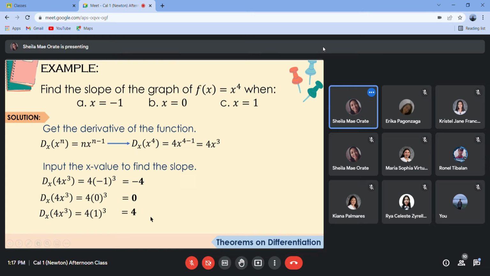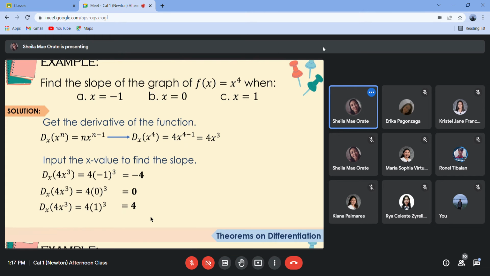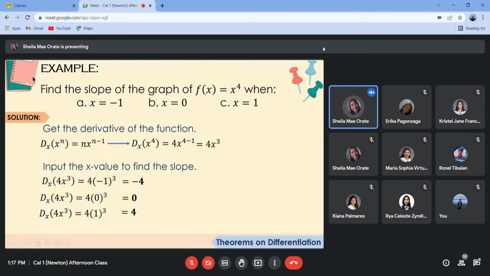So this is the process of finding the slope of the graph of f of x equal to x raised to the power of 4. This is the process if ever you have questions asking for the slope of a graph. Okay?